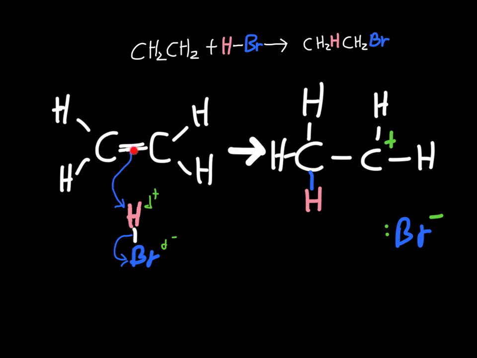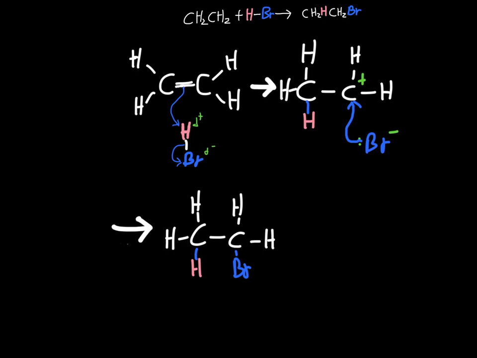Because this double bond has formed a dative covalent bond with the hydrogen, it's essentially given one of its electrons to the hydrogen, hence this carbon has a positive charge. We show a curly arrow coming from the center of the lone pair of electrons going towards this positive charge, forming another dative covalent bond with this carbon, giving us this final product that looks like this. You can see the bromine's added on here. So we've now got bromoethane.